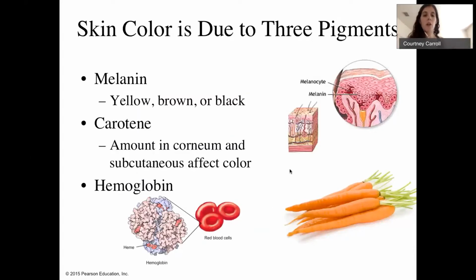And then your hemoglobin can also give your skin color. This is the thing that holds the oxygen in your blood. If you've got a lot of hemoglobin close to the surface, you're going to get a flushing or blushing appearance. When you don't, you might have less. If you're having cardiac problems and you're not taking in enough oxygen or holding enough oxygen in your blood, your skin might actually appear a little bit blue from the lack of that.